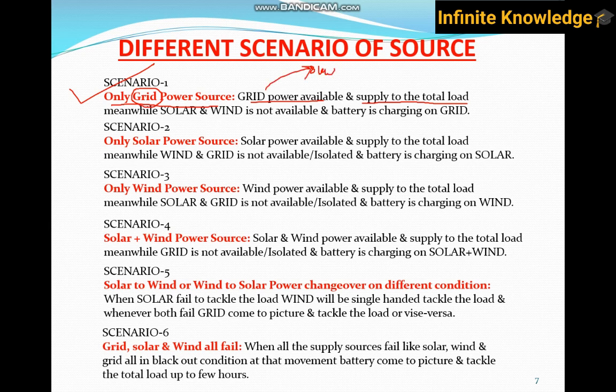So the grid is feeding our 8 kilowatt load. Our load requirement is taken by only the grid. Meanwhile, solar and wind are not available and the battery is charging from the grid. Even if the battery was previously discharged, it is also charging. So this is the first scenario.